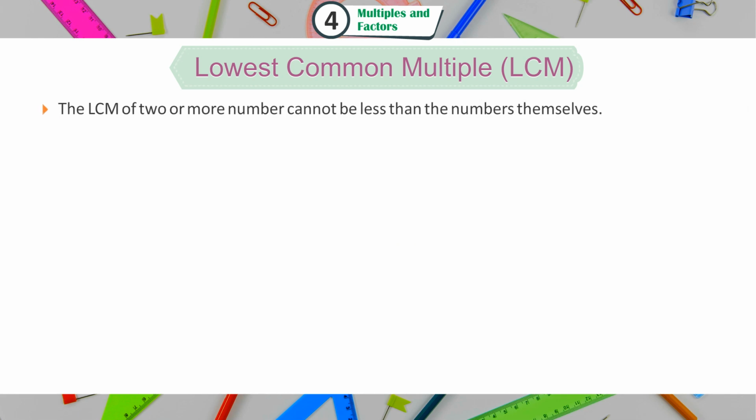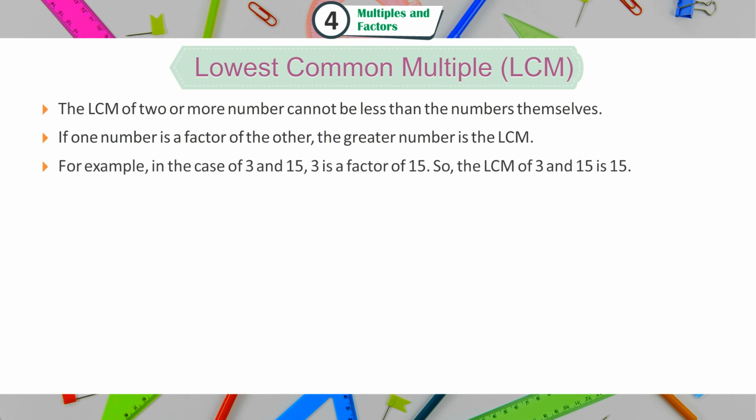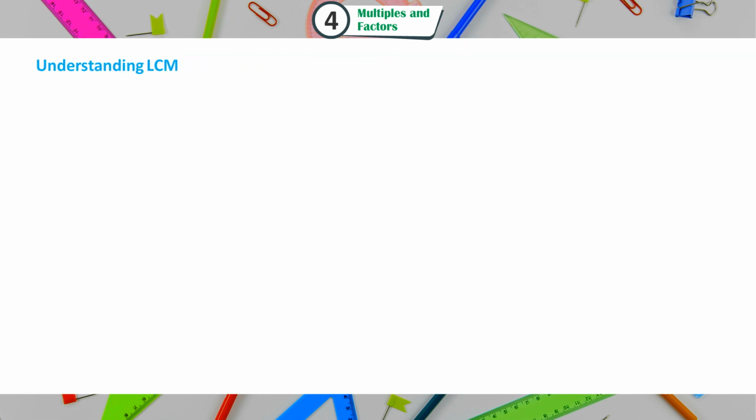The LCM of two or more numbers cannot be less than the numbers themselves. If one number is a factor of the other, the greater number is the LCM. For example, in the case of 3 and 15, 3 is a factor of 15, so the LCM of 3 and 15 is 15.